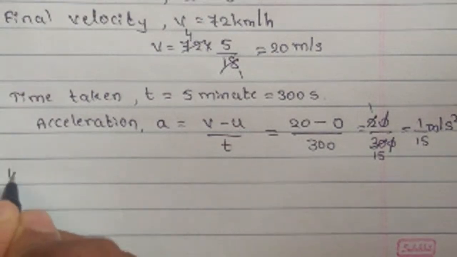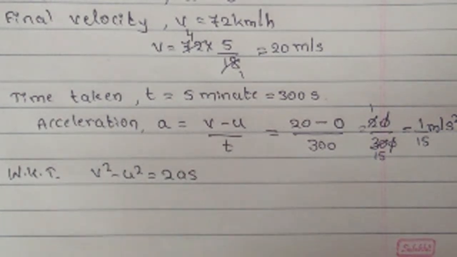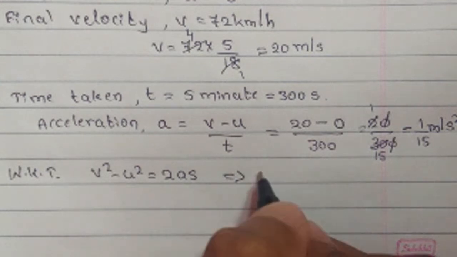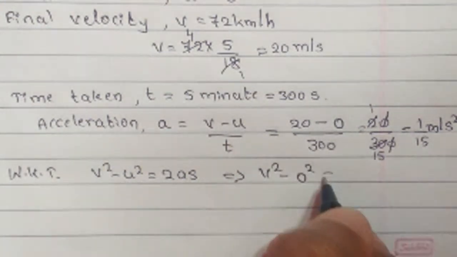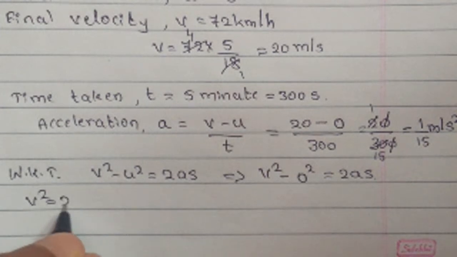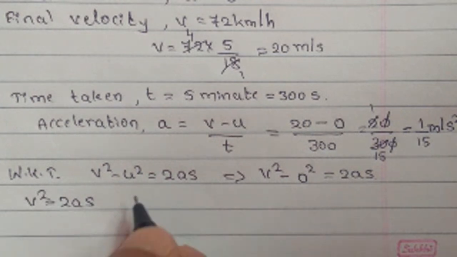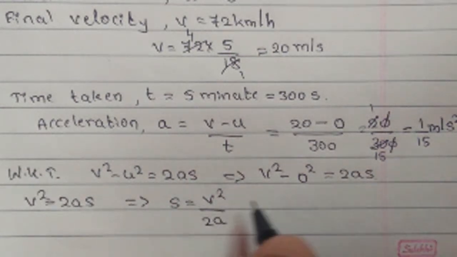Therefore we know that v square minus u square is equal to 2as. I'll continue the next step here itself. V square minus u square, initial velocity is 0, 0 square, equals 2as. So therefore v square equals 2as. Here we know the value of final velocity, that is 20 meter per second. Don't use 72, because we already converted it into meter per second. So use the SI unit value only. Then this expression becomes s is equal to v square divided by 2a.